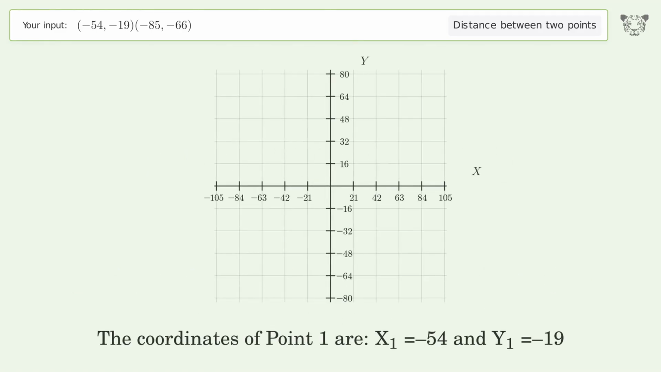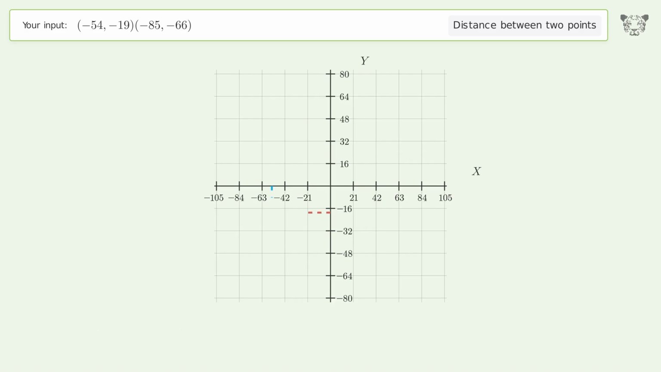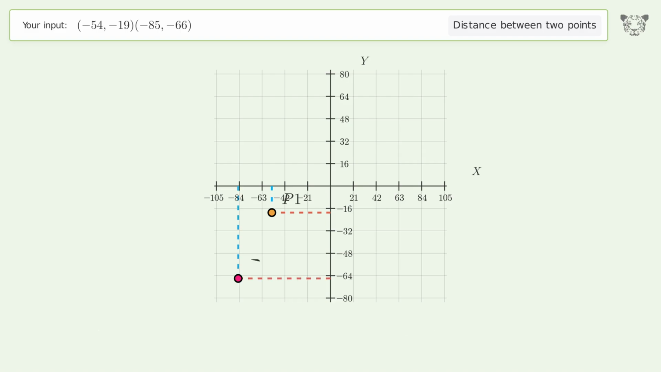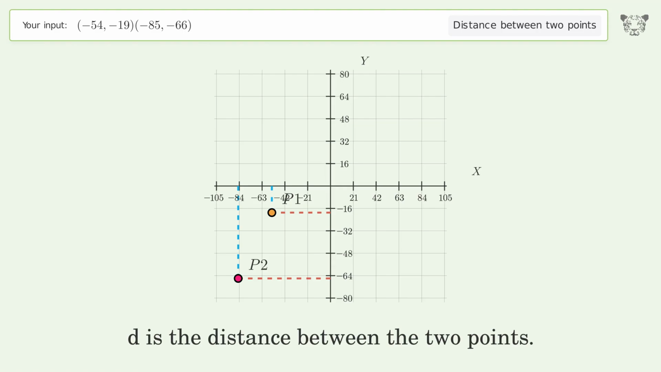The coordinates of point 1 are x1 equals -54 and y1 equals -19. The coordinates of point 2 are x2 equals -85 and y2 equals -66. D is the distance between the 2 points.